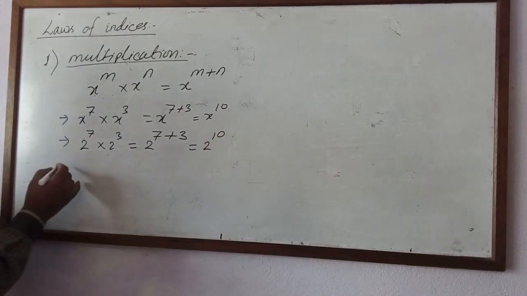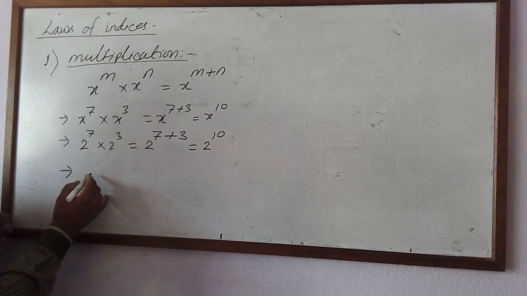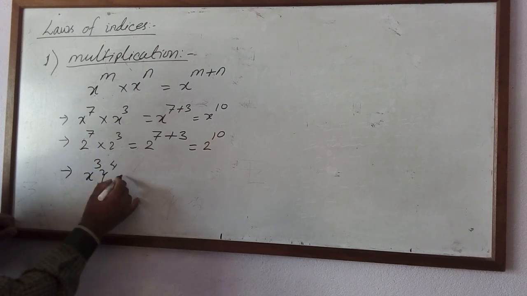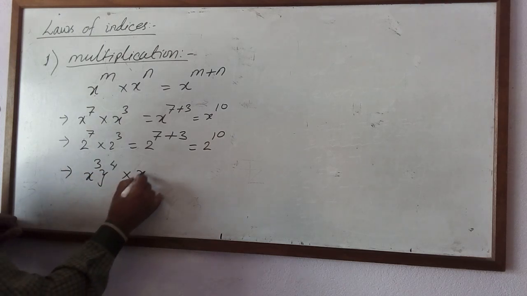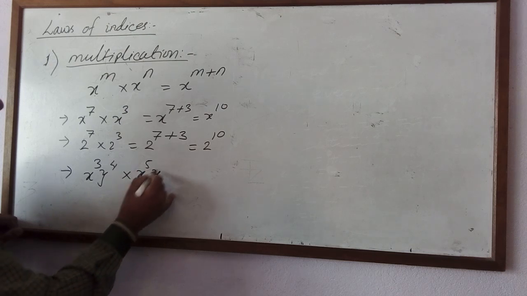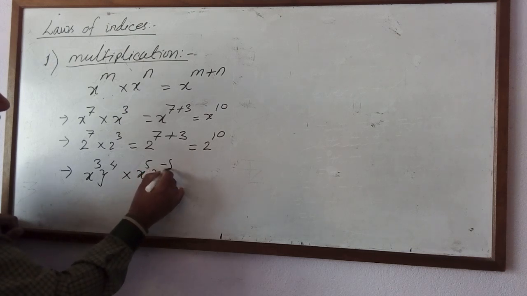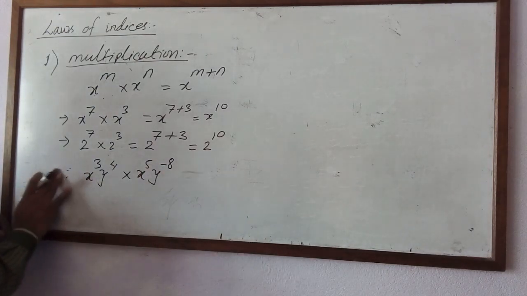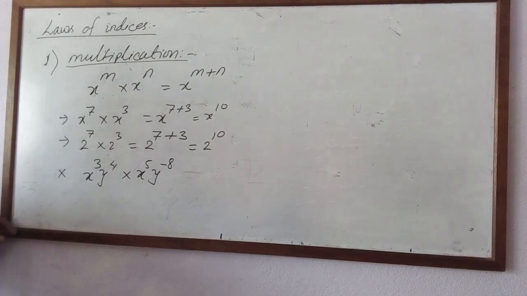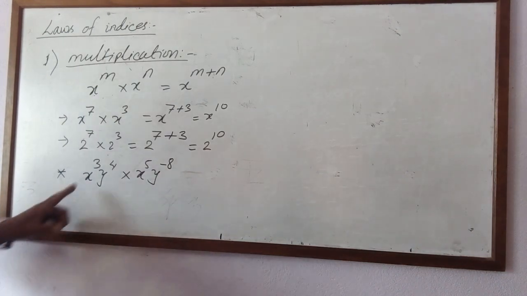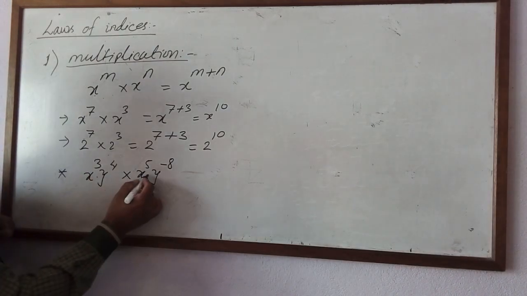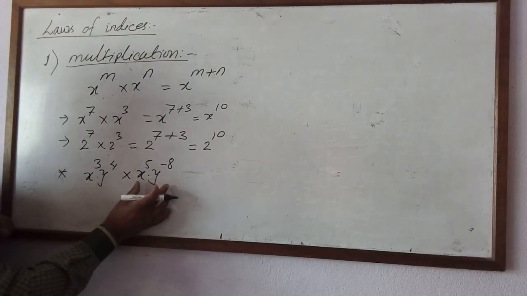Now the next example, x power 4 y power 4 times x power 5 y power minus 8. Okay, in this case this is another example I have taken, having double variables. Now here is x and y, in between them there is a multiplication sign, here also a multiplication sign, this is a term, this also a term, this also a term.